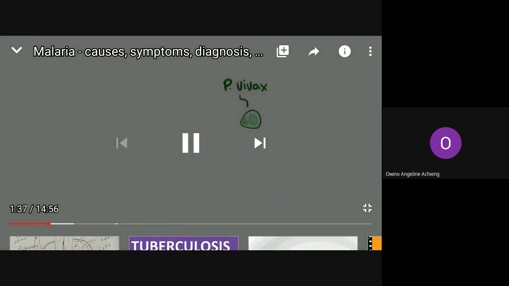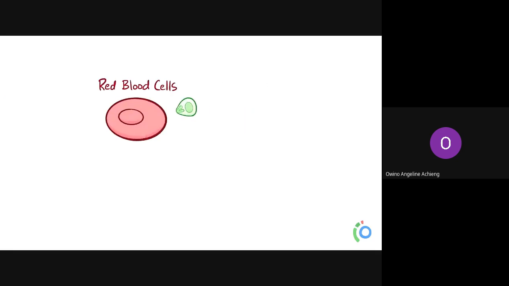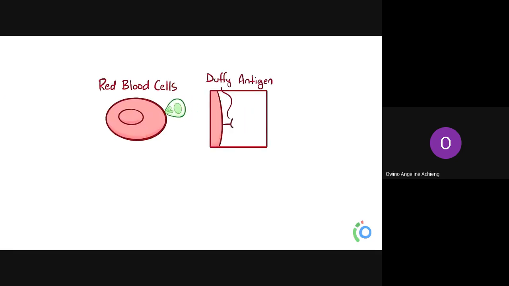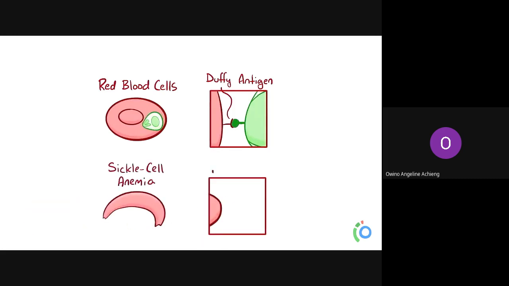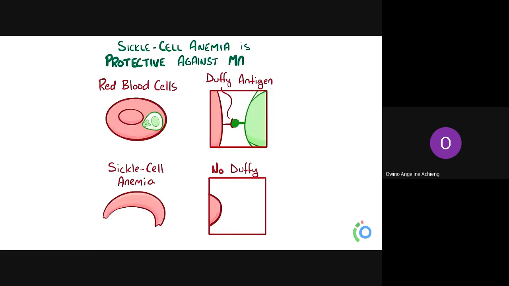Plasmodium vivax uses a specific erythrocyte surface receptor called the Duffy antigen. And some individuals, particularly those with sickle cell anemia, lack this receptor, meaning that Plasmodium vivax can't get into their cells. In other words, having sickle cell anemia is genetically related to having relative protection from Plasmodium vivax.